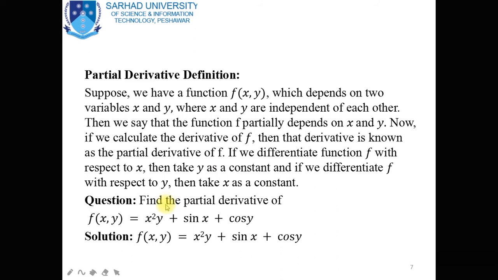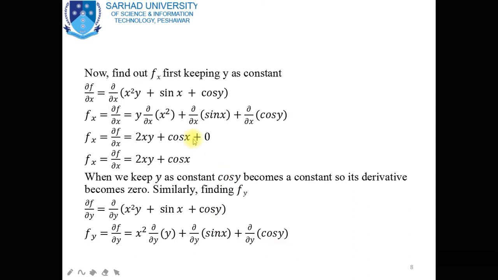For example, we have a function f of x and y equal to x square into y plus sin x plus cos y. Now to take the partial derivative of this function with respect to x, f_x means the partial derivative of the function with respect to x. So now y will be treated as a constant. The derivative of x square with respect to x is equal to 2x by using the power rule, the derivative of sin x with respect to x is cos x, and the derivative of cos y with respect to x is 0, because now the y term is treated as a constant term. So we obtain the partial derivative of the function f with respect to x is equal to 2xy plus cos x. When we keep y as a constant, cos y becomes a constant, so its derivative becomes 0.